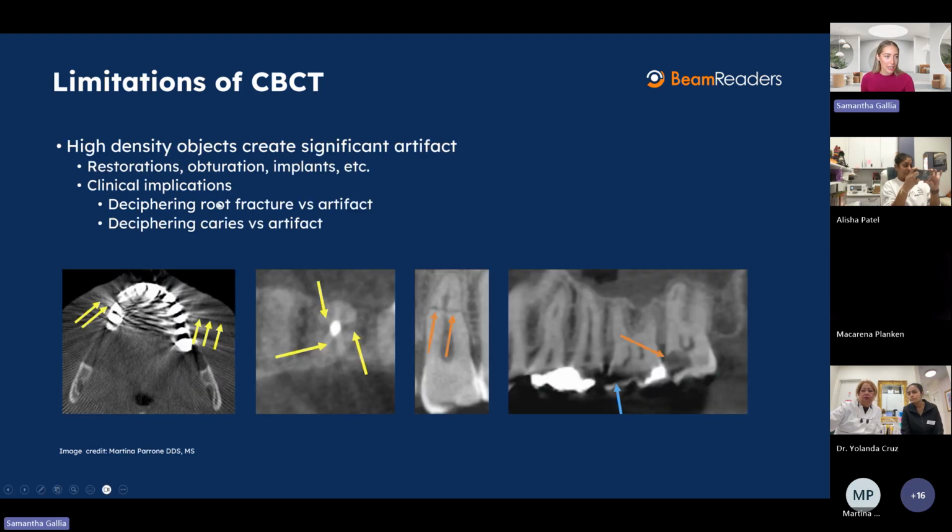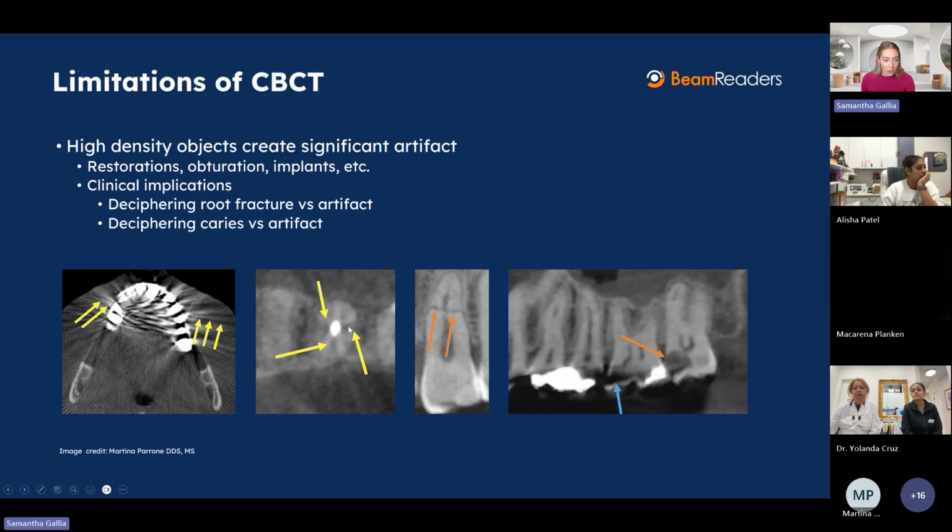Another limitation is that high density objects can create pretty significant artifacts. High density objects being anything that ends up what you would call radiopaque in a 2D image. So restorations, endodontic obturations, implants, things like that create a variety of different artifacts. A couple clinical implications of this, I feel like the most frequent ones are deciphering root fractures versus artifact.